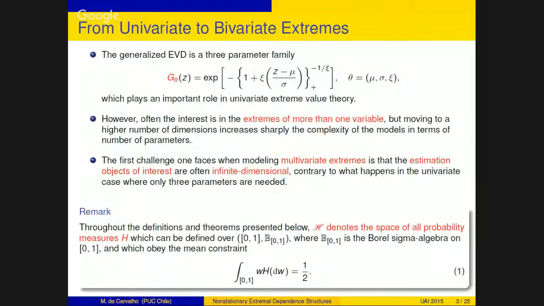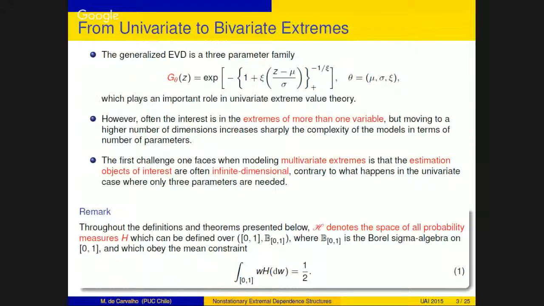Something I'd like you to keep in mind here in terms of notation: I'll use this curly H for the set of all probability measures H which can be defined on the [0, 1] interval and which have mean 1/2. So this is a notation I'll keep using recurrently.